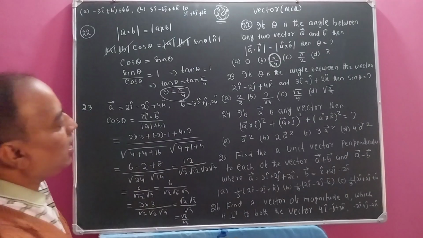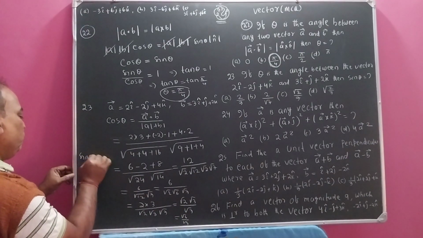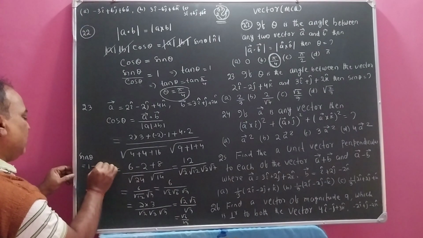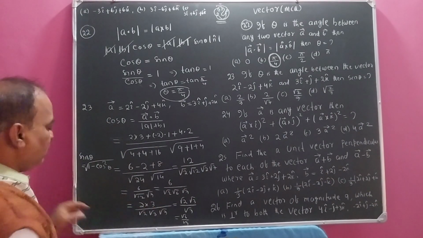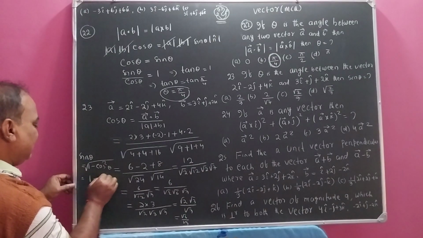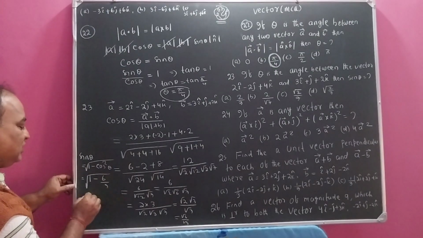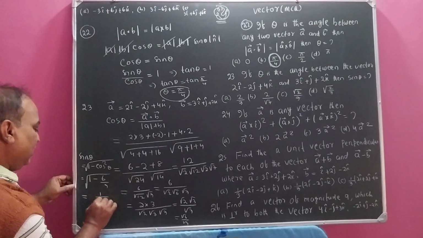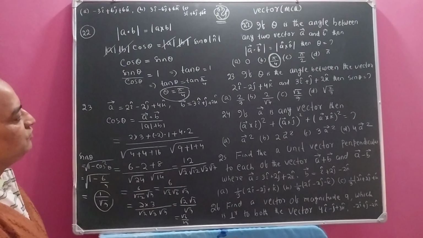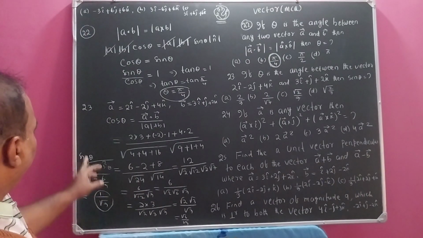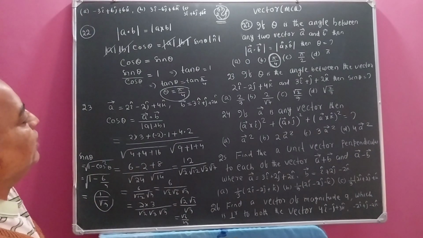Our aim is to find sin theta. Sin theta is equal to root over of 1 minus cos square theta. So here it is root over of 1 minus 6 by 7, 7 minus 6, that is 1 by root 7. So the value of sin theta is coming out as 1 by root 7.